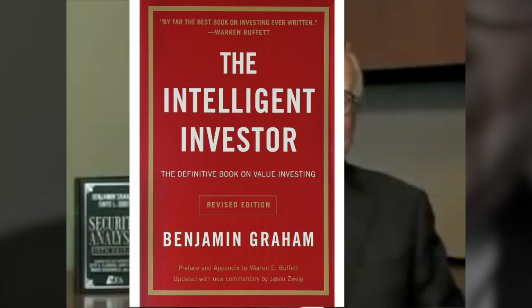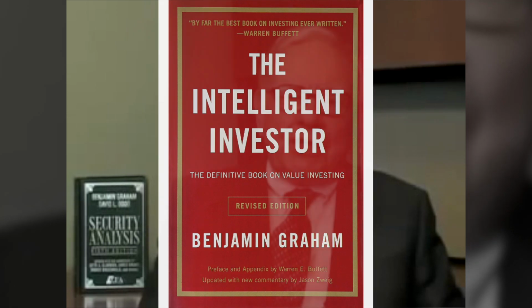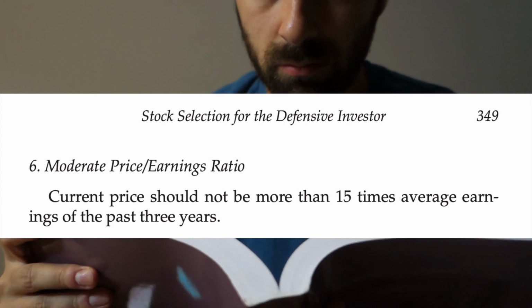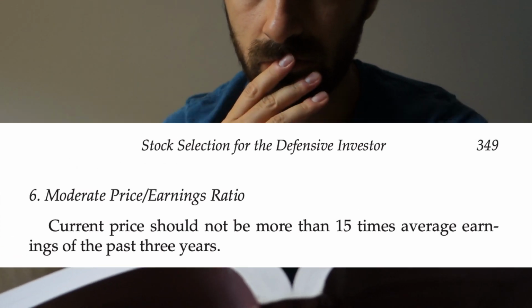Mistake number one. I've had some lucky days in my life, but one of the luckiest was in 1949 when I was 19 years old in Lincoln, Nebraska, and I picked up a copy of The Intelligent Investor. It not only changed my investment philosophy, it really changed my whole life. Current price to earnings should not be more than 15 times average earnings of the past 3 years.